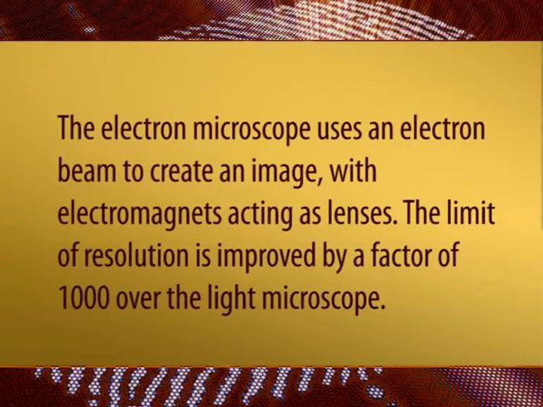The electron microscope uses an electron beam to create an image, with electromagnets acting as lenses. The limit of resolution is improved by a factor of 1000 over the light microscope. The transmission electron microscope produces a two-dimensional image of an ultra thin section by capturing electrons that have passed through the specimen. The degree of interaction between the electrons and the heavy metal specimen influences the kinetic energy of the electrons, which are collected by the fluorescent plate.